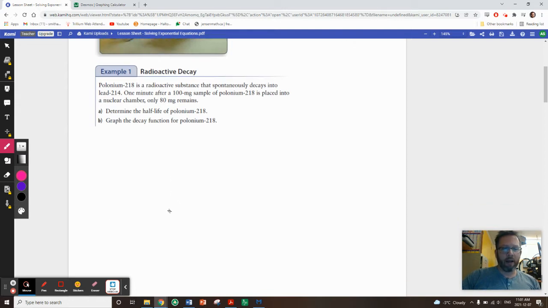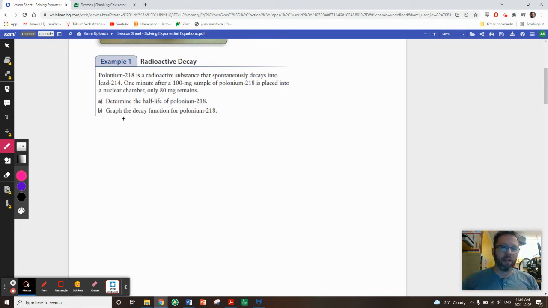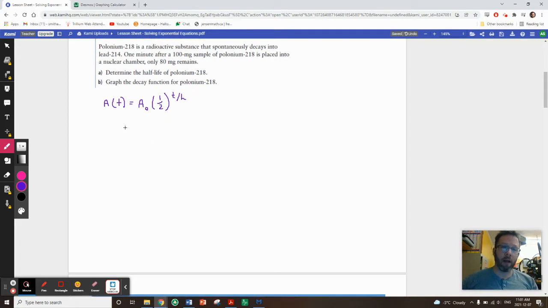So let's go at this. Let's start by using the decay equation. So let's set this up. Use my purple here. A of t equals a naught times a half to the power t over h. Okay, and what do we know? We know the final amount, which is 80. We know the initial amount, which was 100.